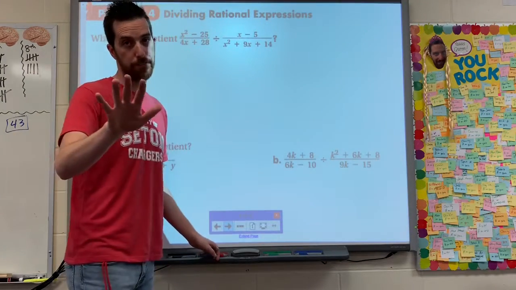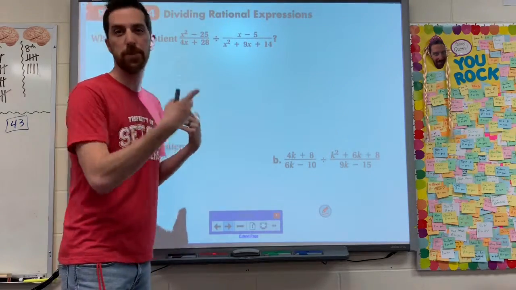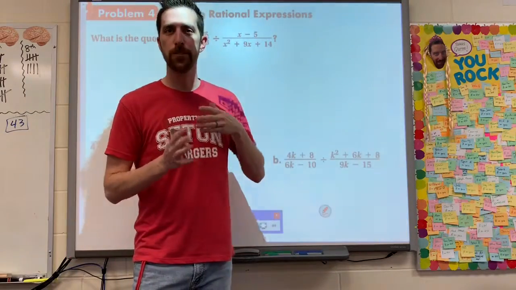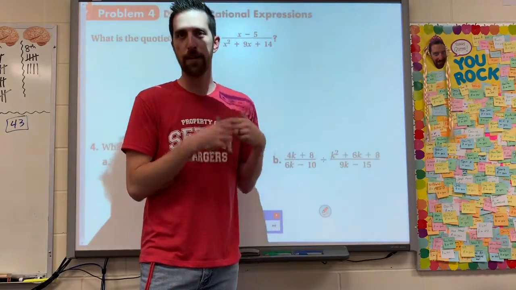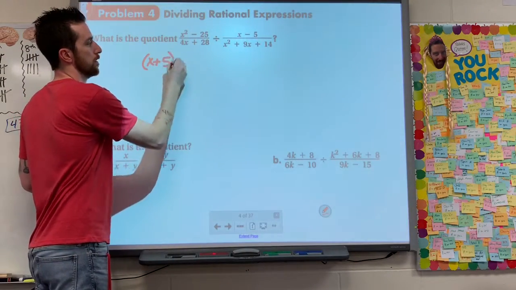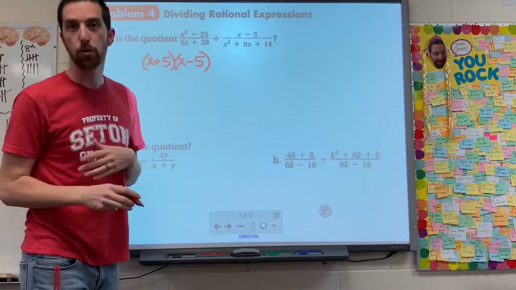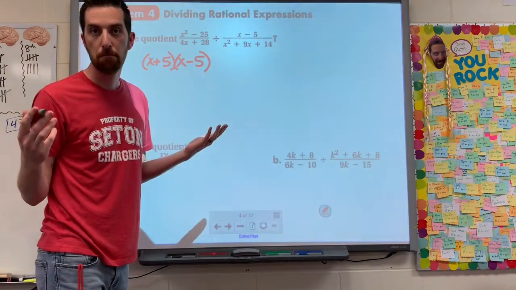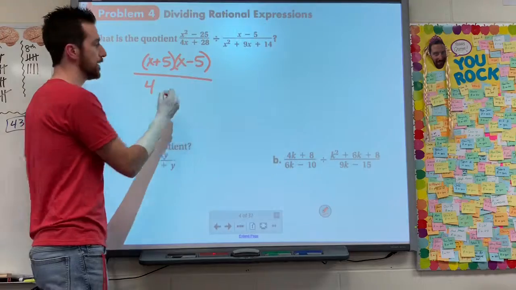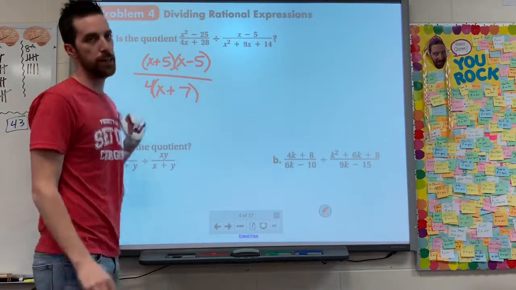Here we go. A lot of factoring, but remember we change it to multiplication and then we flip that second fraction. X squared minus 25, that's the difference of squares. Square root of x squared, x. Square root of 25, 5. So we got x plus 5 and x minus 5. Look at the bottom, 4x plus 28. 4, common factor. 4 times x is 4x, and 4 times 7 is 28.